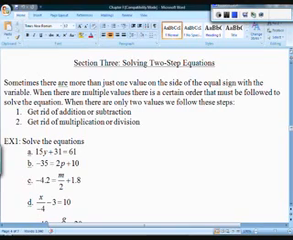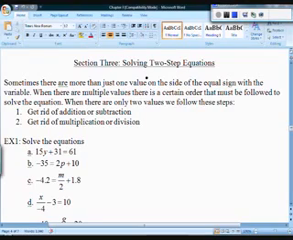Sometimes there's more than just one value on the side of the equal sign with a variable. When there are multiple values, there's a certain order that must be followed to solve the equation. When there are only two values, we follow these steps.